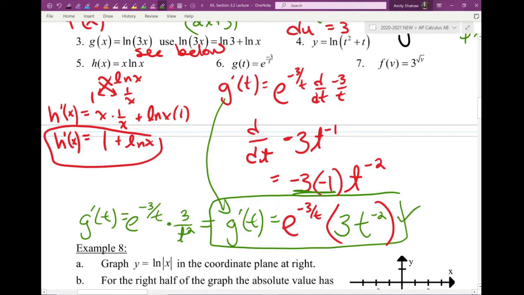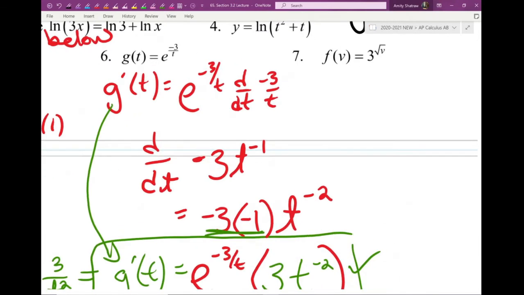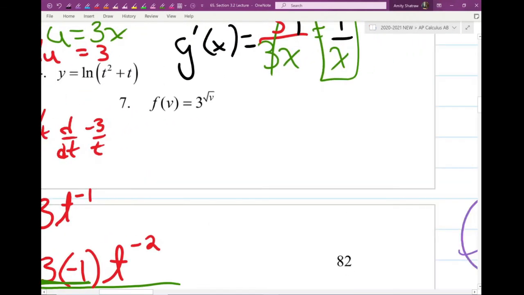Okay. Number 7 then. Ooh, I have another power. And this time I don't even have the e that I was looking for. What I really wanted to do was see an e up there, right? I'm going to zoom in on it. Okay. So this is 3 to the power of v to the 1/2 power. Ouch. Too many powers to a power. We don't even know what these kinds of graphs would look like. I bet they're pretty, though.